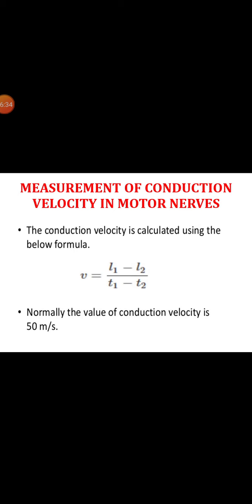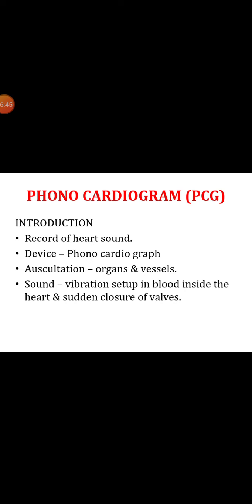The conduction velocity is calculated using the formula V = (L1 - L2) / (T1 - T2). Normally, the value of the conduction velocity is around 50 millimeter per second. And next, let us have an insight of phonocardiogram.